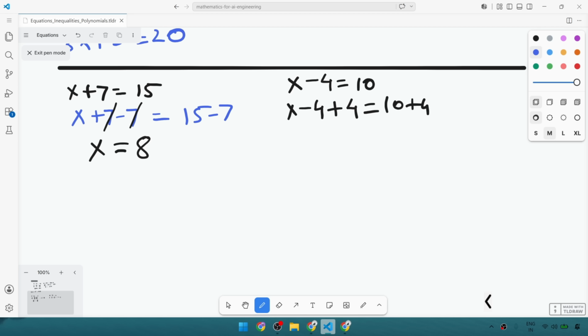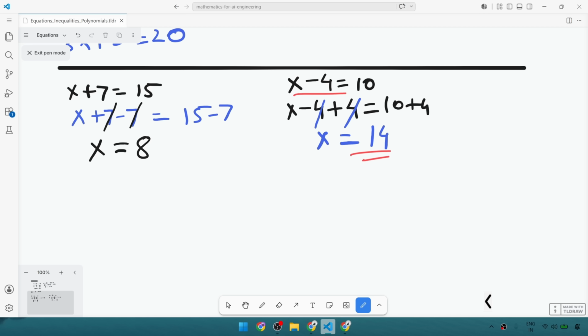Again here this 4 will get cancelled out, right? 4 with this 4. Plus 4 minus 4 is going to be 0, right? So we need not write x minus 0. It is going to be x only. So now here we can write x equals to, and then this 10 plus 4 equals to 14. So we have got value of x. It is 14 for this particular equation.